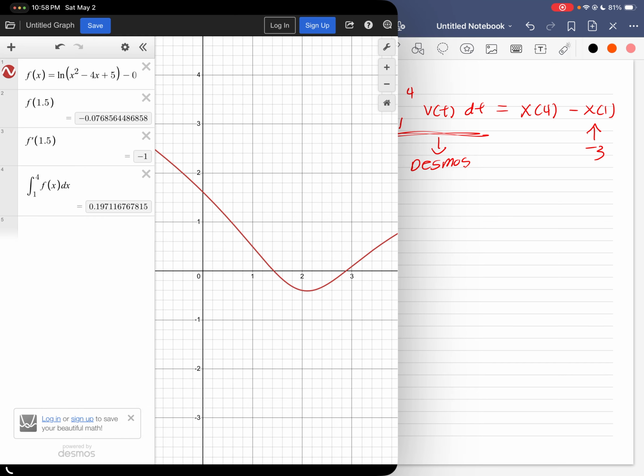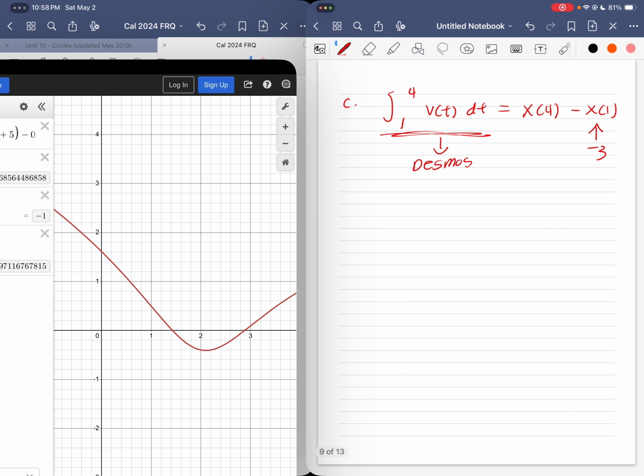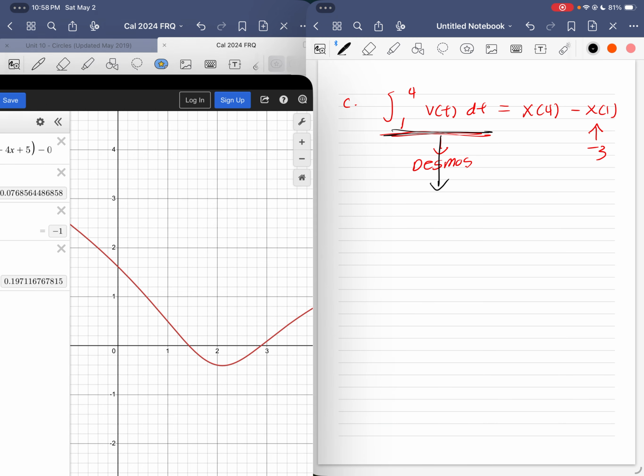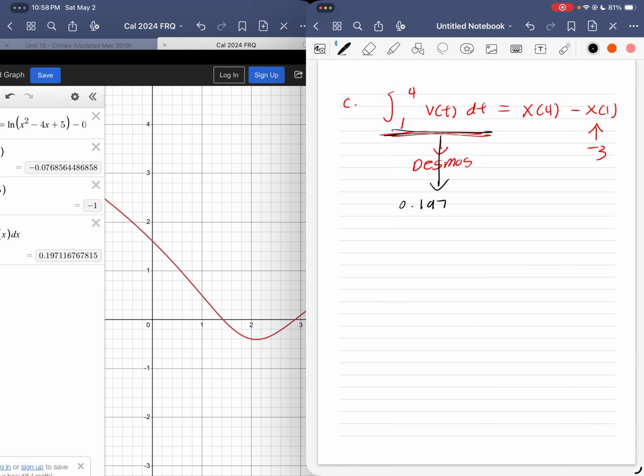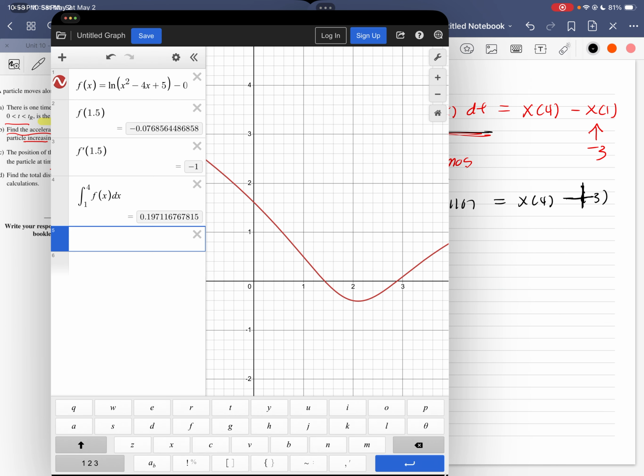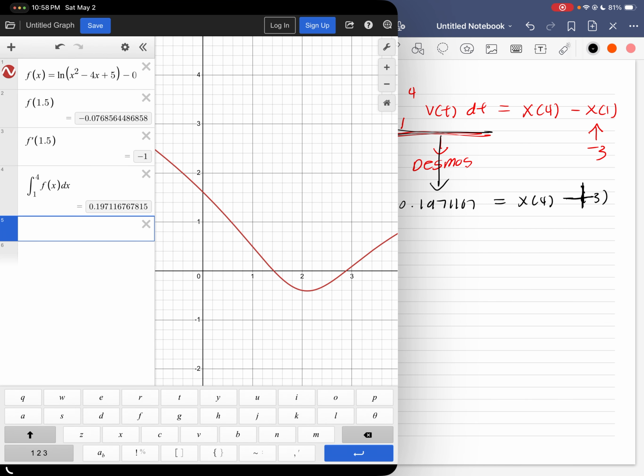Here, do you see this one? This whole thing is going to be, what was the number? 0.1971167 equals x of 4 minus, this is -3 because it's given to us. Again, negative times negative becomes positive. So the only thing I have to do is plug this into the decimals and figure out what this is.